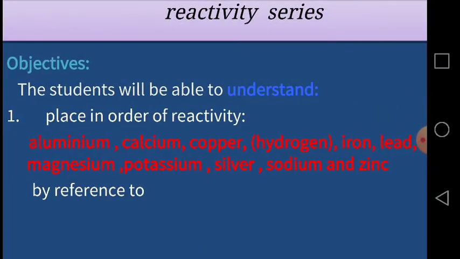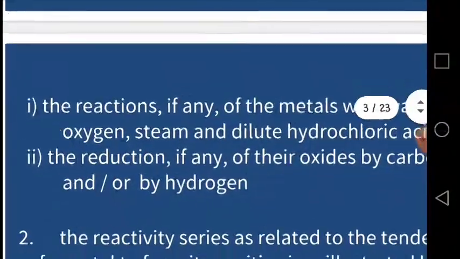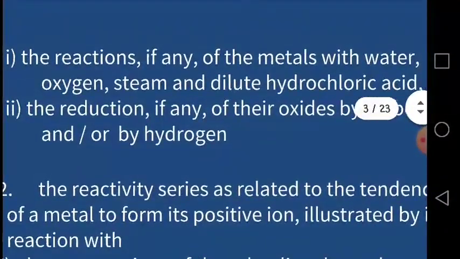We will be able to understand the place of metals in order of reactivity. The metals which we are going to consider are as follows: aluminium, calcium, copper, hydrogen, iron, lead, magnesium, potassium, silver, sodium, and zinc. These metals will be placed in order of reactivity by reference to their reactions with water, oxygen, steam, and dilute hydrochloric acid.